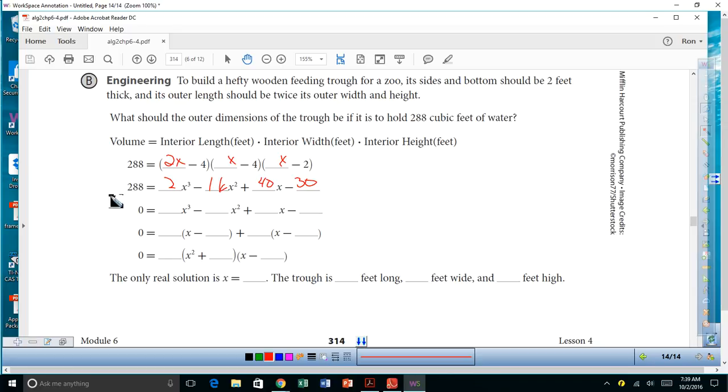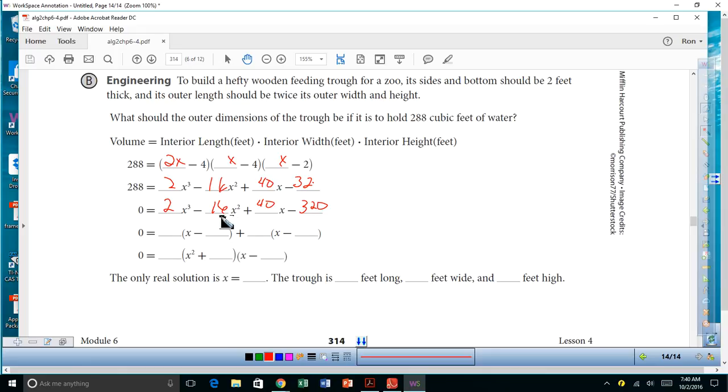And then we've got this 288. Subtract 288 from both sides, and you get 2x cubed minus 16x squared plus 40x minus, and then 30 and negative 288. That wasn't 30. That was 32. 4 times 4 is 16 times 2 is 32. That gives you negative 320.